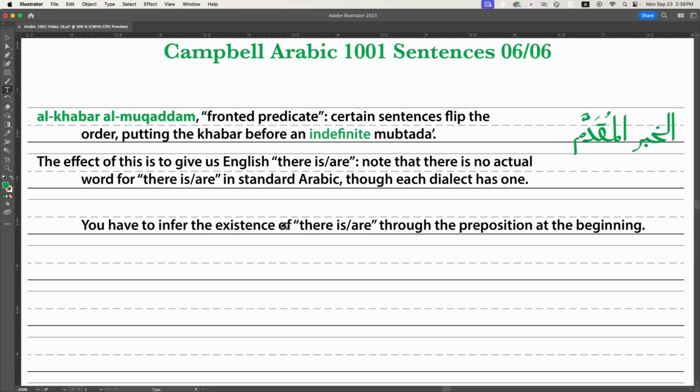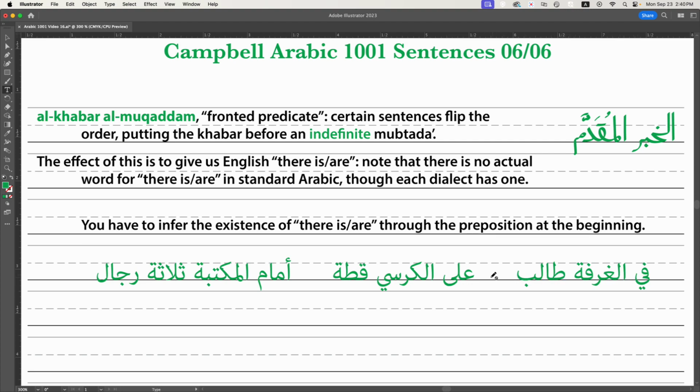So you have to infer the existence of a there is, there are through the preposition at the beginning. And it's the fact that these begin with prepositions that is the dead giveaway that this is this kind of sentence. So fil ghurfa, in the room, a student. Ala al-kursi, on the chair, qatta, a cat. Amam al-maktaba, in front of the library, thalathat rijal, 3 men. So there's no there or is or are in any of these sentences.